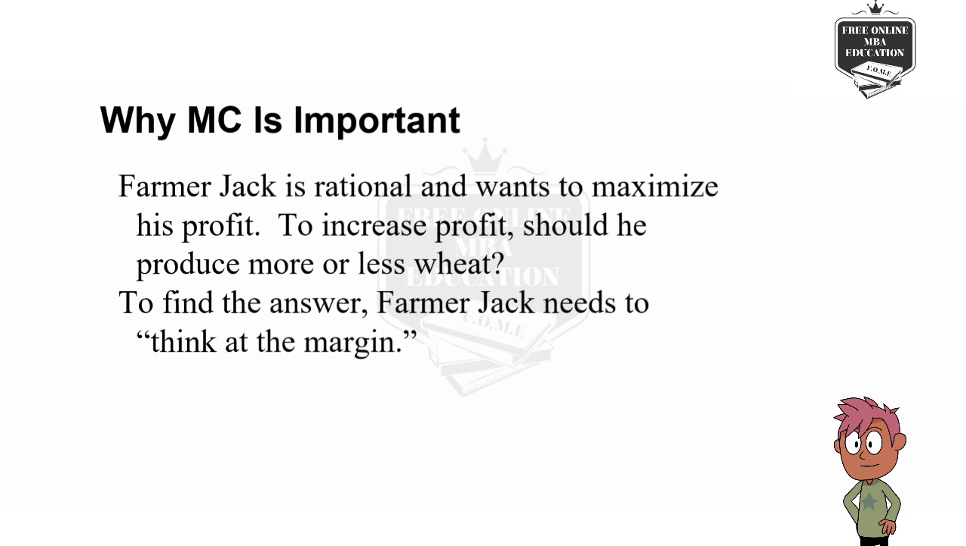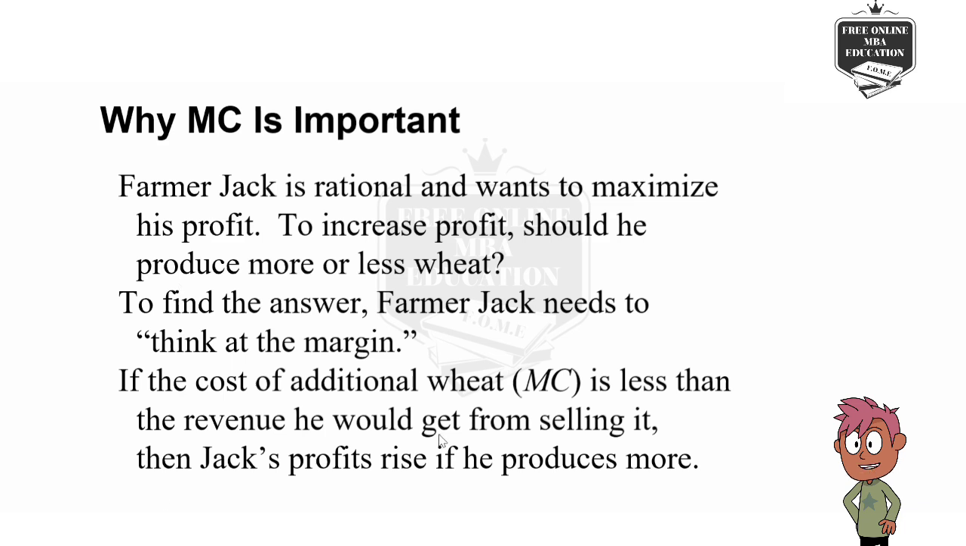Now think from the marginal perspective. To answer this question, he needs to think at the margin. If the cost of an additional unit of wheat, that is the marginal cost, is less than the revenue he is going to get by selling it, then his profits rise if he produces more. On the other hand, if the additional cost of wheat is more than the revenue he would get from selling it, then his profits will not rise if he produces more.